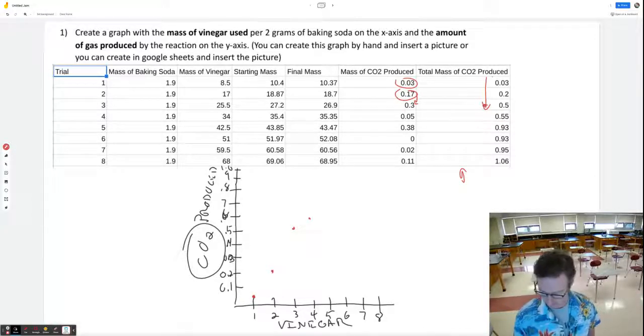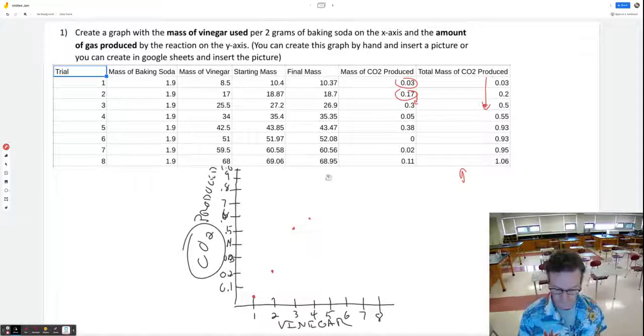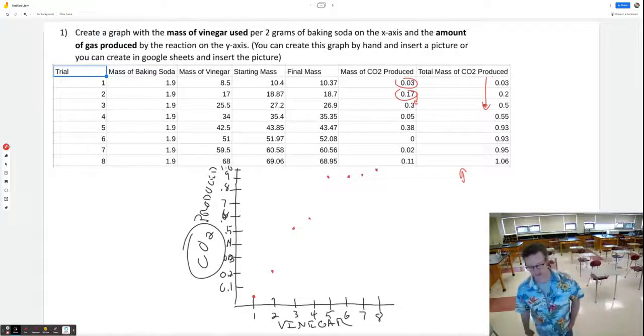Trial 6 jumped up again. Or wait, what am I on? Trial 5 jumped up. And then trial 6 stayed the same. Trial 7, trial 8. Okay, so you can see there's sort of a trend here.